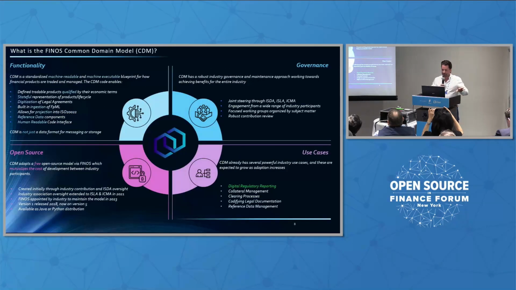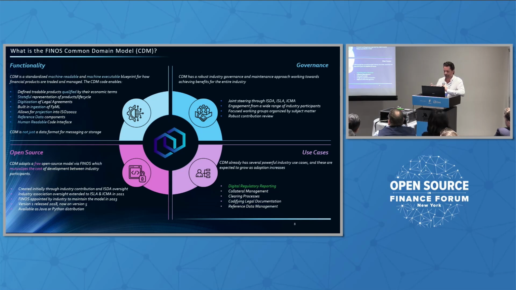This next slide, I won't dwell on too much. This is really an explanation of what is CDM. CDM is many things. It's a platform. It's also a collection of governance, like Eleanor was explaining through ISDA and various other bodies. It has multiple use cases, but I think the word platform is really the best way to describe it. It's a platform you can do something with.